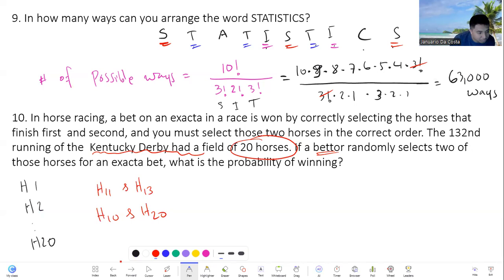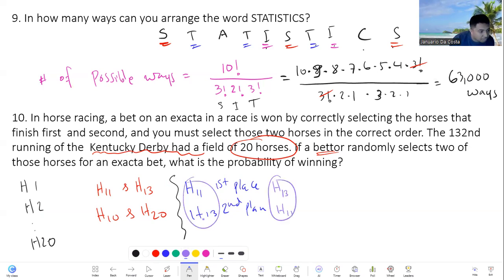So is this a permutation or a combination problem? This is a permutation. Why? Because horse 11 may take first place, or horse 30 may take second place. Or we can swap them: horse 30 takes first place and horse 11 takes second place. The order matters, so this is a permutation problem.